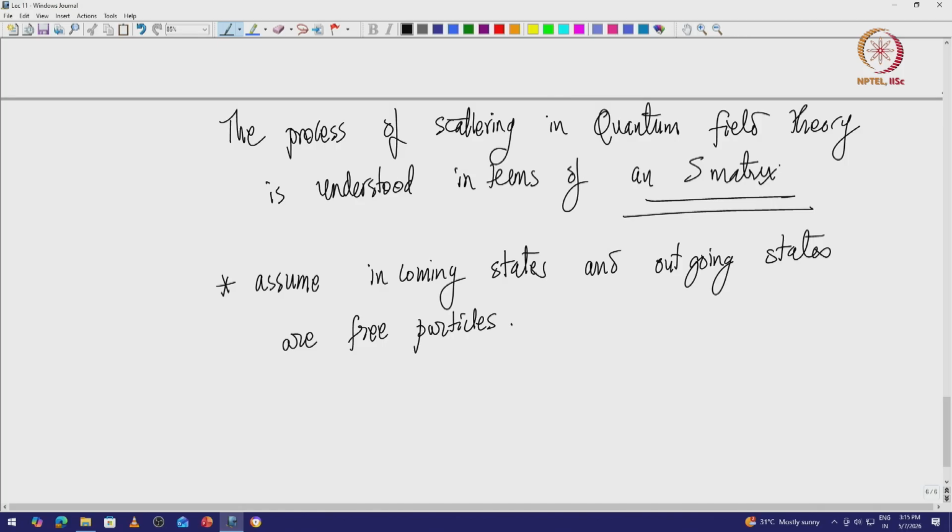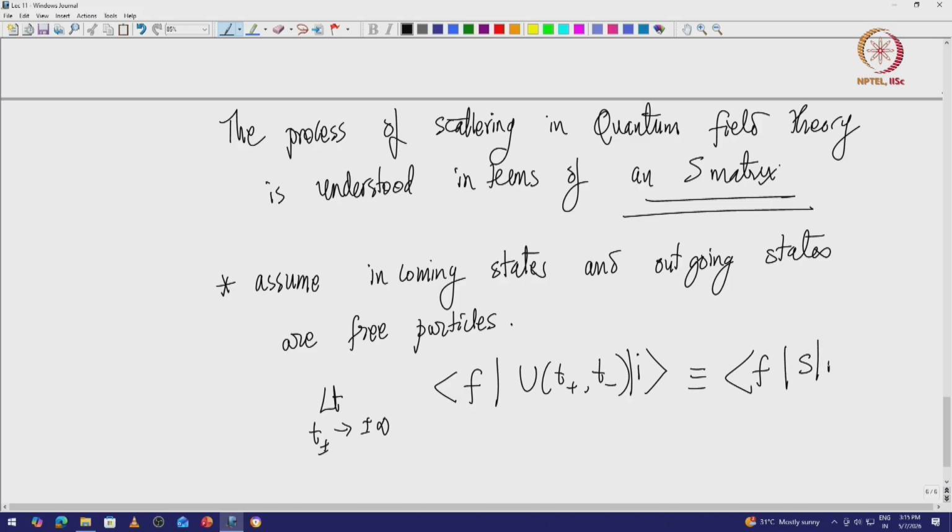So, the initial states and outgoing states are free particles, but what happens is in the limit t tends to plus or minus infinity, you have a final state and initial state. This U matrix, which evolves the initial states to final states, just goes to the S matrix.